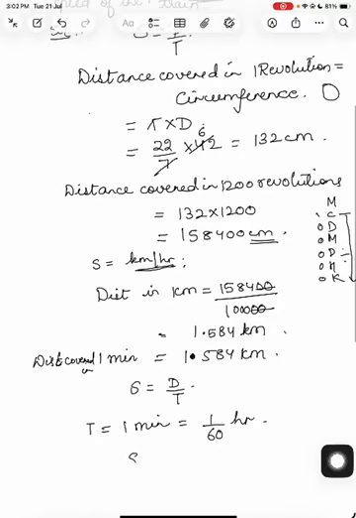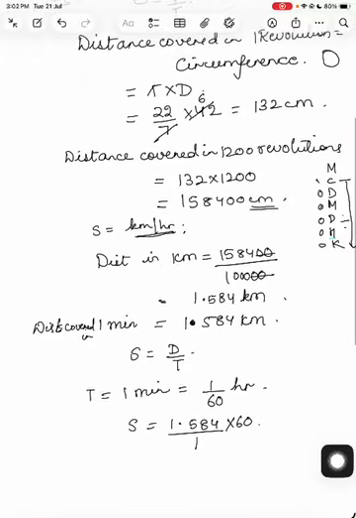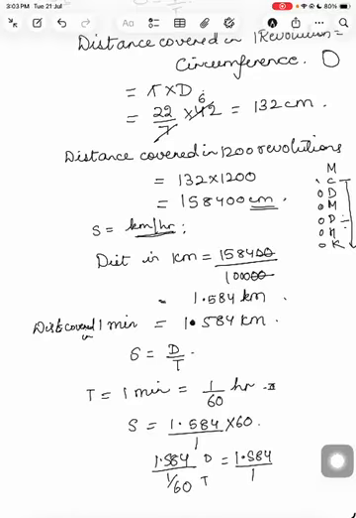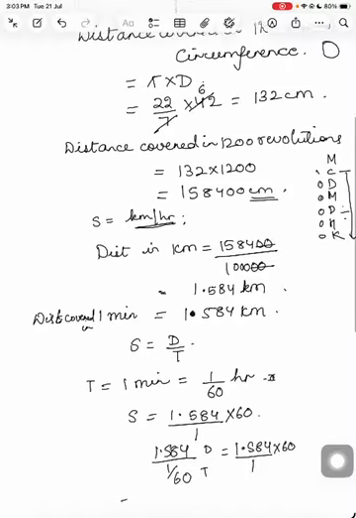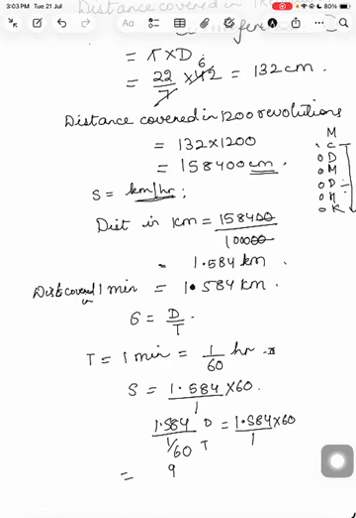So what is the speed? 1.584 divided by 1/60. So 60 goes up. I'll show you once again. That was 1.584 over 1/60. This is distance and this is time. So distance is 1.584, 1 down and 60 goes up. So this is 1.584 multiplied by 60. That is 95.04 kilometer per hour.